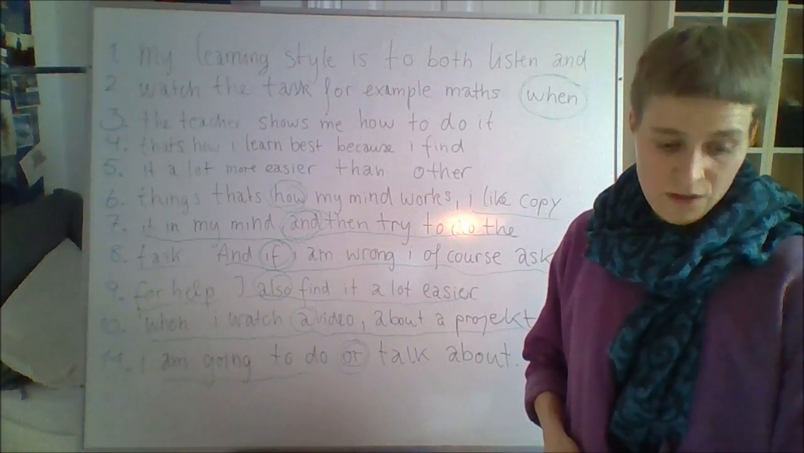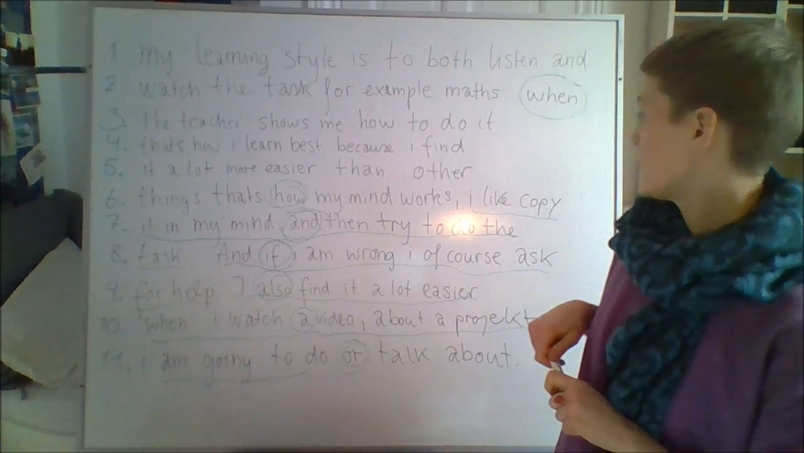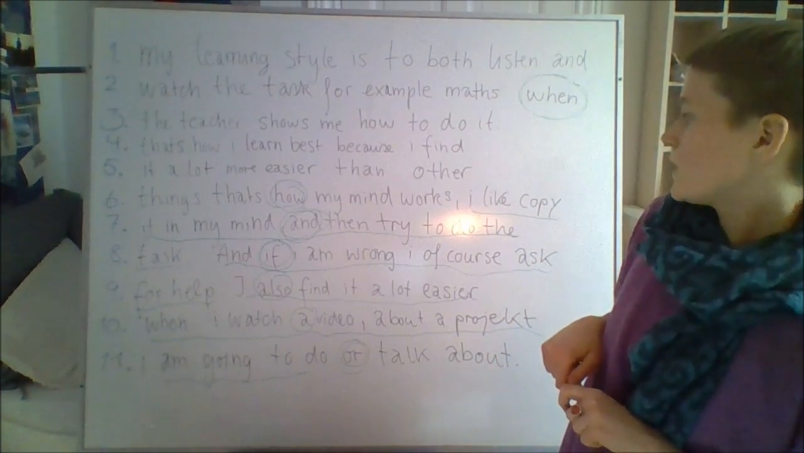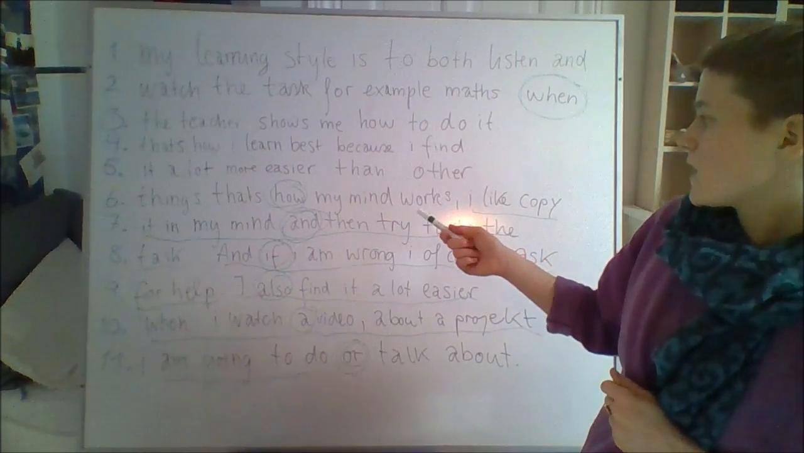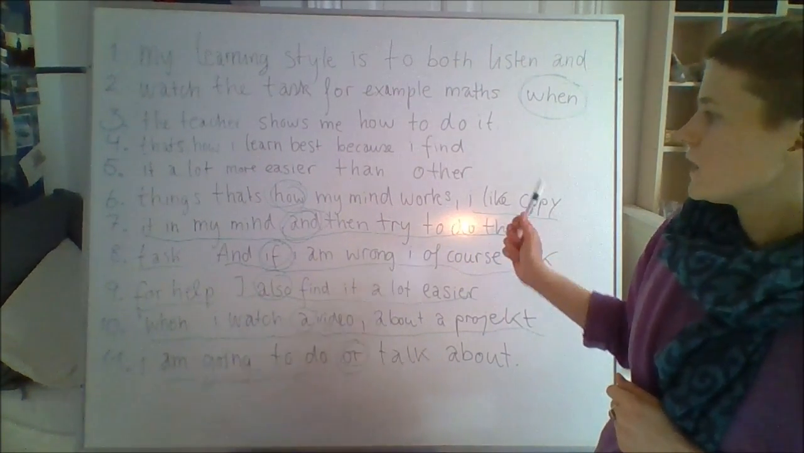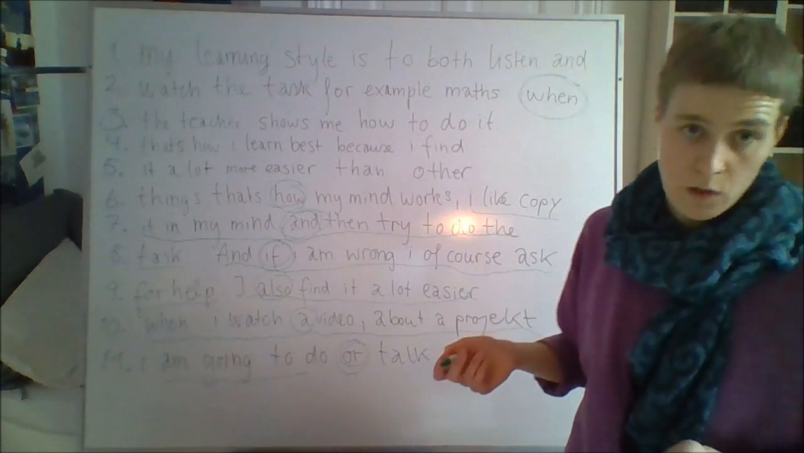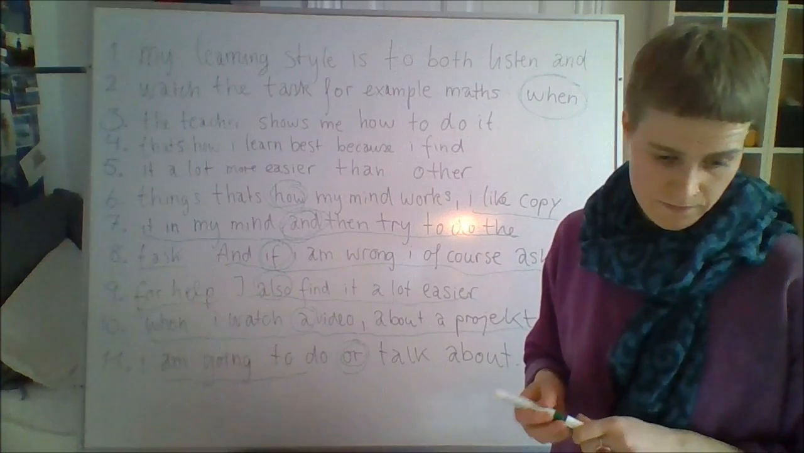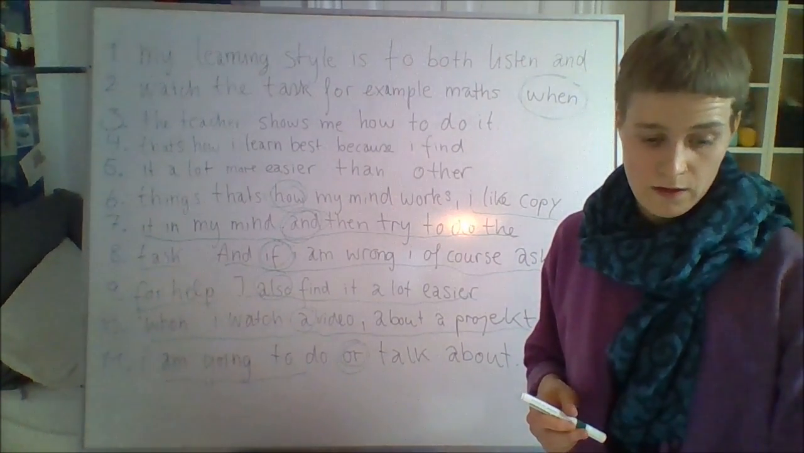When we get back to the verbs, we discovered a problem that he has here in line 6, where he says, it's the infinitive of a verb. That's how my mind works. I like copy it in my mind. It would be I like to copy or I like copying. So he has maybe a problem with the infinitives.